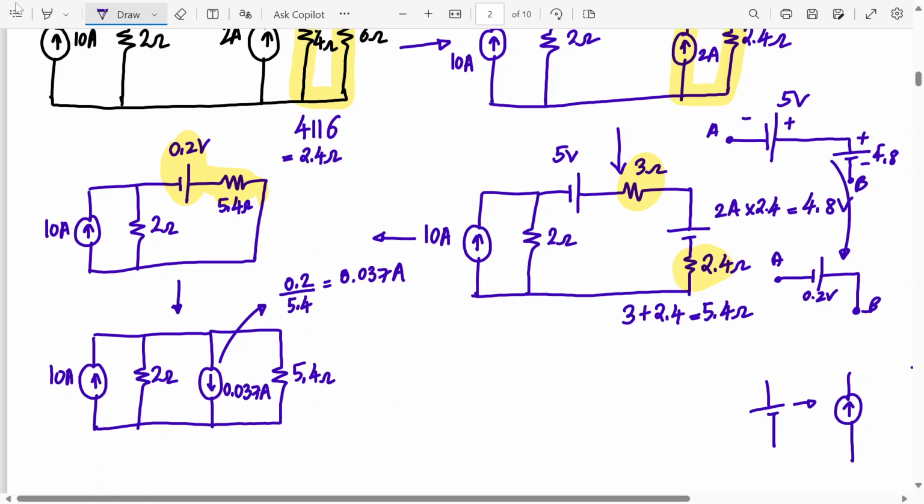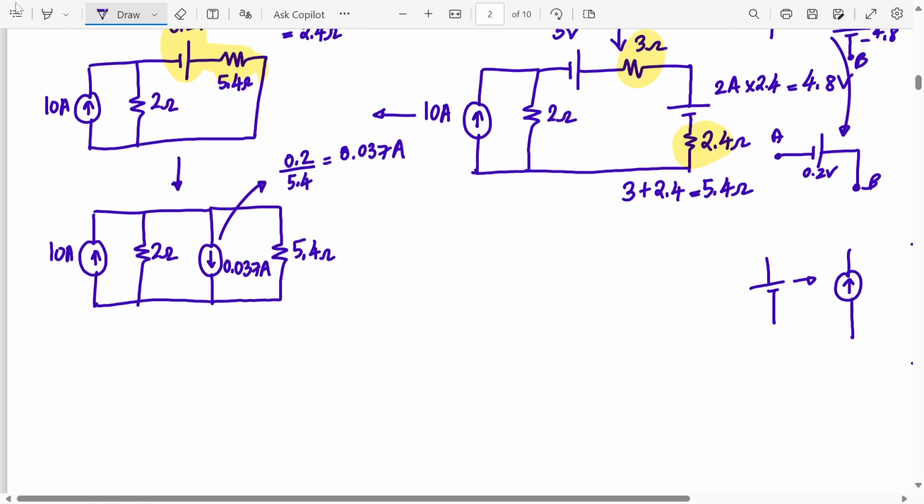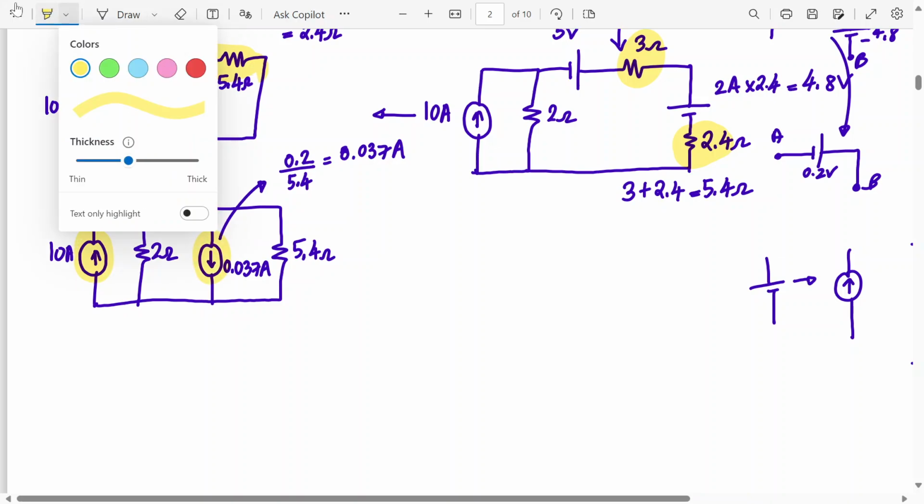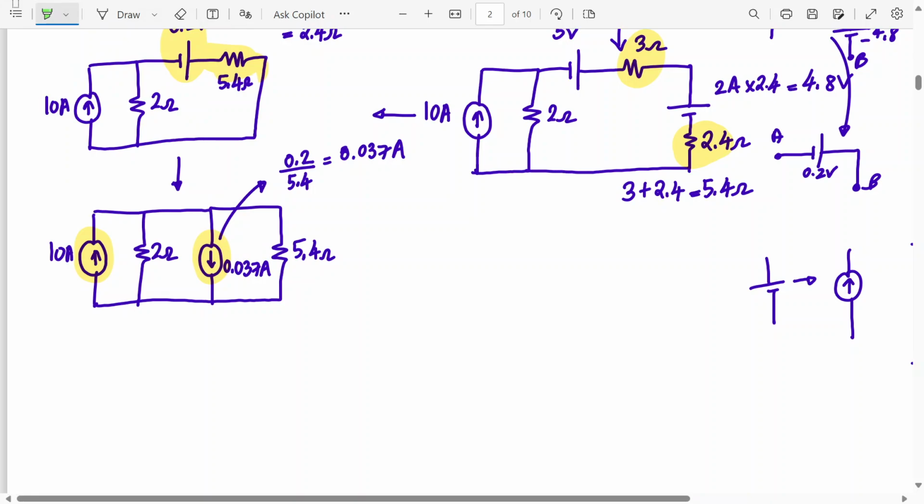0.037 amperes. Correct. Now tell me what can we do now? If there are two parallel current sources, can we add them together? Yes or no? Yes. And if we have two parallel resistances, we can add them together, correct?